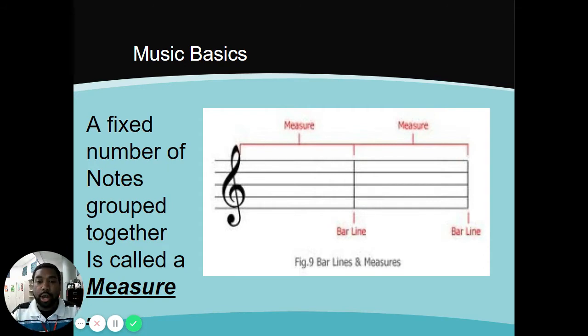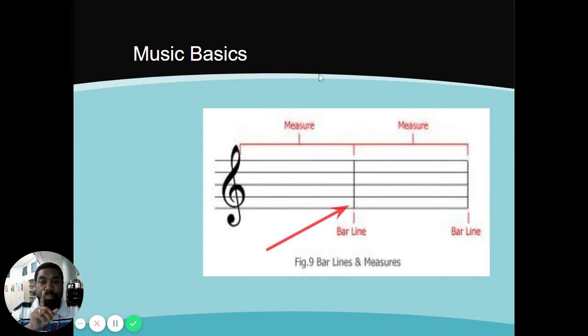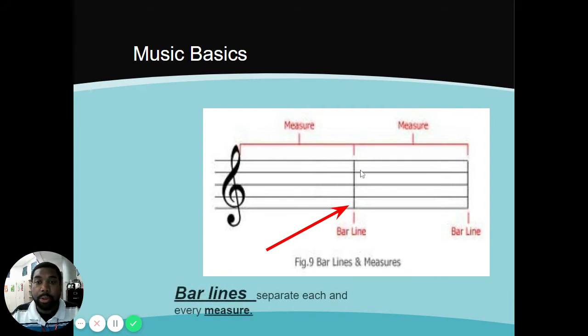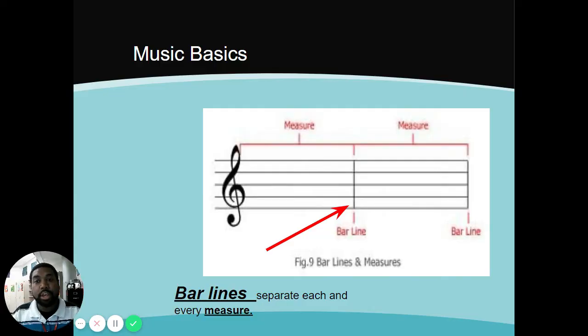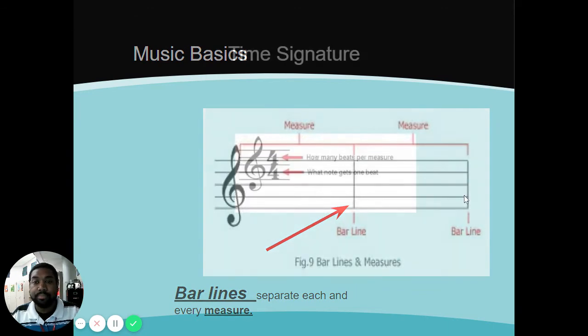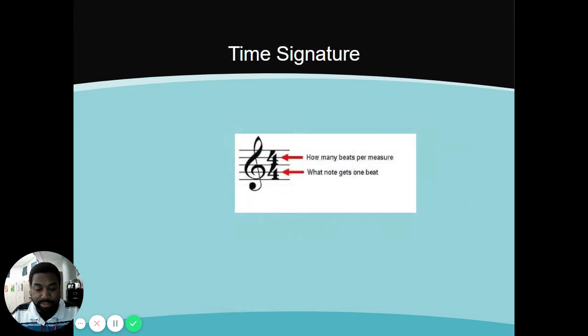So how do we get measures? Well, first off, once we get the correct amount of notes that we need, we put a line down the middle that we call a bar line, and that separates one measure from the next. The bar line separates the measure. When we get the right amount of notes, we put a bar line down in the middle, and then we go on to the next measure. And then here we go, another bar line.